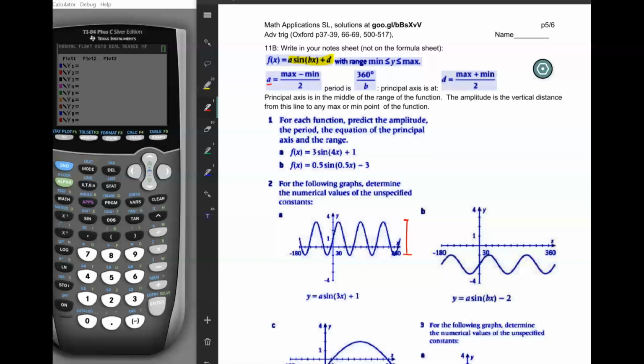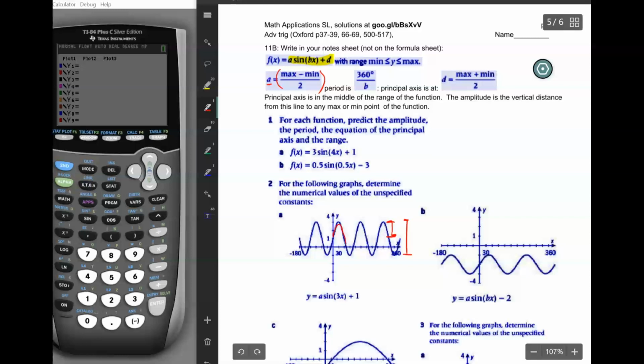divided by 2. Okay? So basically you could also think of it as the height of the function from the middle to the top, or from the middle to the bottom. So you can see in the equation that that's exactly what it does. It takes the maximum y value and the minimum y value, subtracts them to find the difference, and divides by 2.